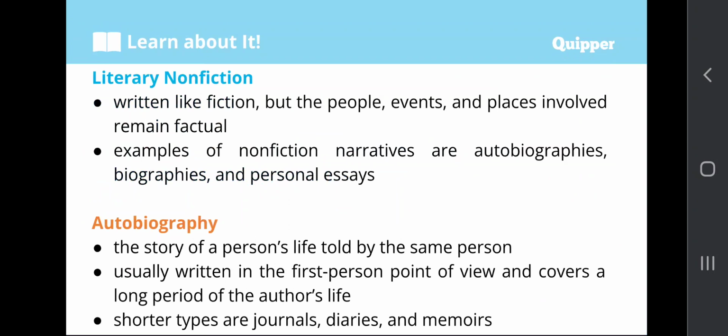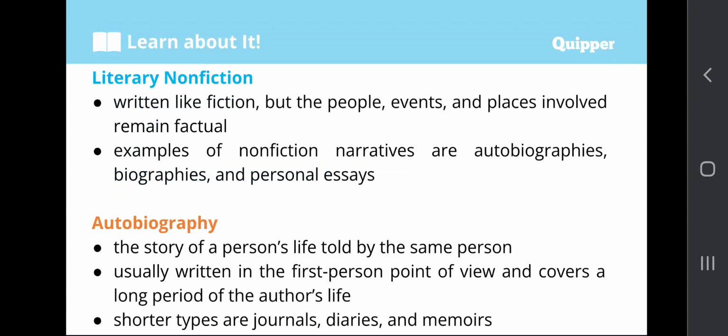Now let us discuss these three examples of nonfiction narratives that we have cited. First is autobiography. Autobiography is the story of a person's life told by the same person. Let's put it into context. The story of Sir Darren's life told by Sir Darren, or narrated by Sir Darren, or written in a book by Sir Darren. That is the whole concept of an autobiography. You are telling your story and you are informing, preserving the truth.